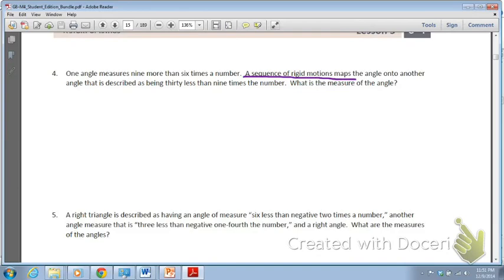All right, so our number is x right here. So let x be the number. One angle measures 9 more than 6 times a number, so it's going to be 6x plus 9. The other angle is described as being 30 less than 9 times a number. So 9 times a number minus 30 is the other angle. A sequence of rigid motions maps them onto one another, so they are equal.